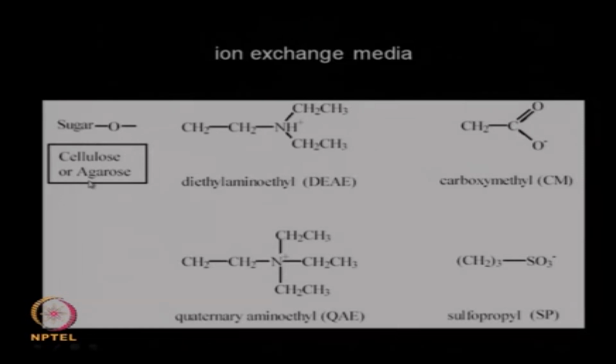So if you have cellulose or agarose type of medium, if you have diethyl aminoethyl, we can have positively charged groups present on the column, or you can use carboxymethyl which will have a negative charge, or you can use a sulfopropyl which will have a negative charge. If you have a quaternary ammonium ethyl, it will have a positive charge. So you can generate different types of charges on the surface by using different functional groups, nitrogen based quaternary groups or O minus carboxy groups.